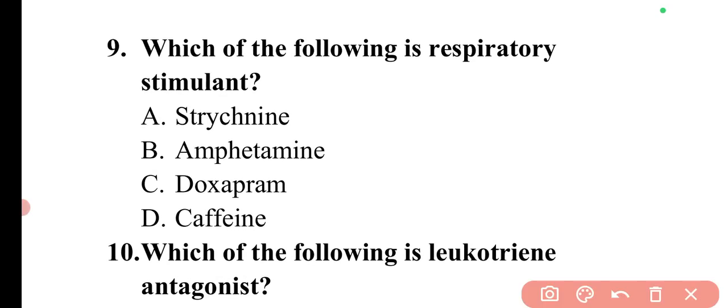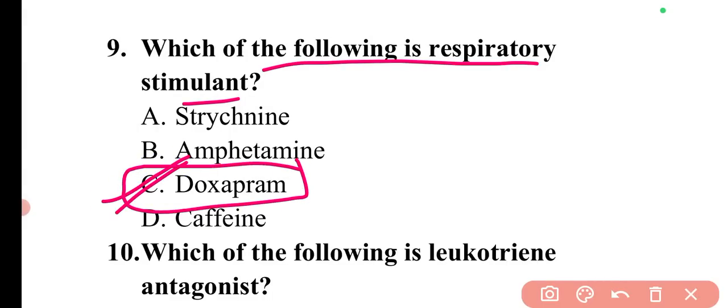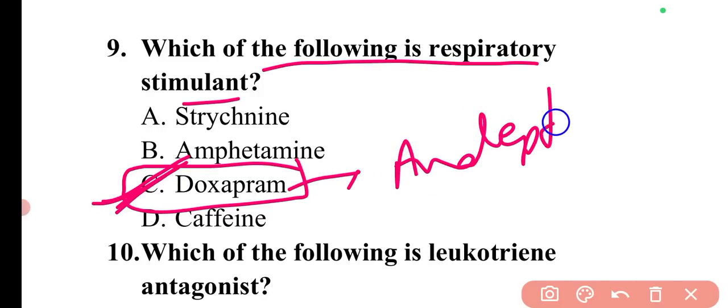Next question is, which of the following is a respiratory stimulant? We need to find the respiratory stimulant among these drugs. The respiratory stimulant is doxapram. So here option C is correct. These are also known as analeptic drugs. So here option C will be the correct answer.